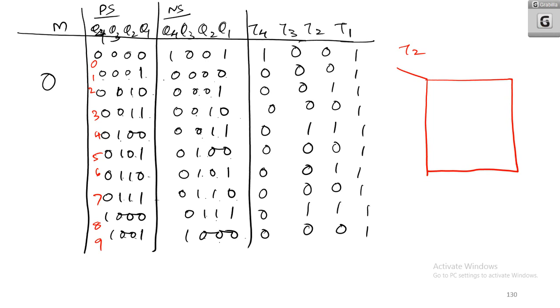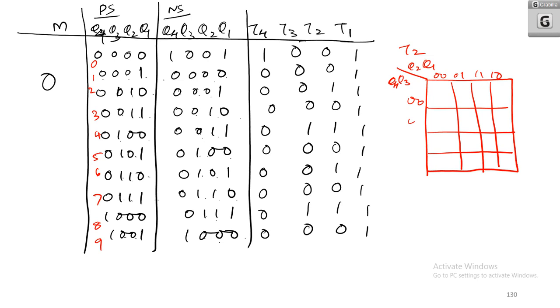Okay, so coming into T2, this is Q4, Q3, and this is Q2, Q1, with 00, 01, 11, 10 along each axis, and the cells numbered 0 to 15.